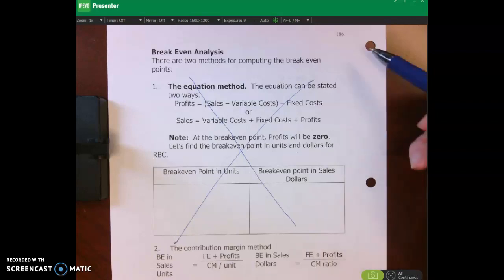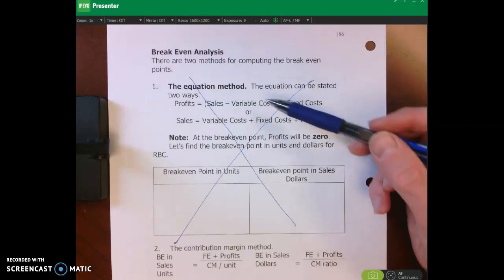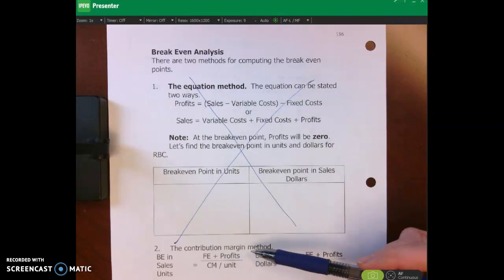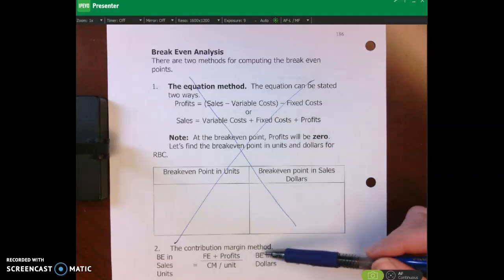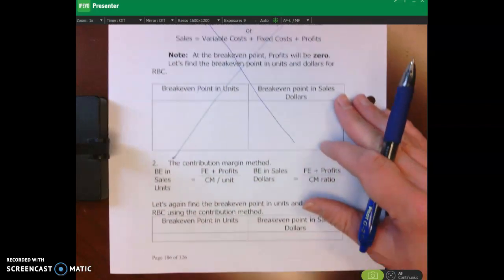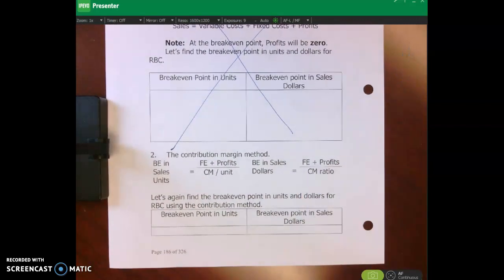So you can see on page 186 of your course pack, I'm listing two different ways to calculate break-even: the equation method, and then the contribution margin method. I'm going to cross out the equation method, and let's just focus on the contribution margin method, okay? So basically, this is the formula that I had reviewed in a prior lecture video.